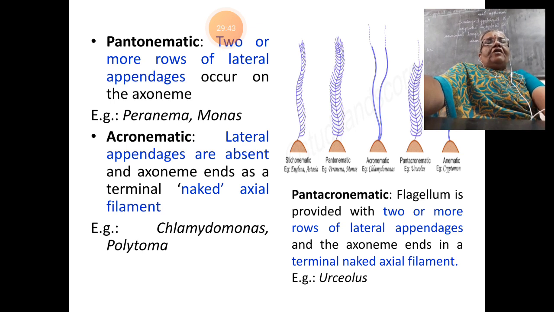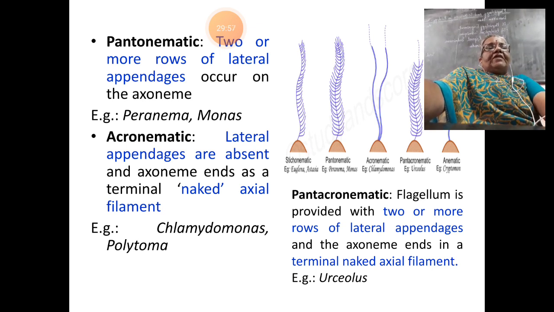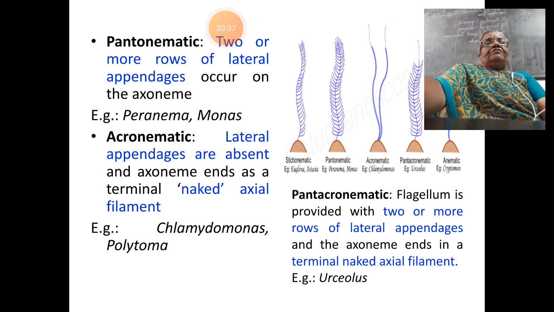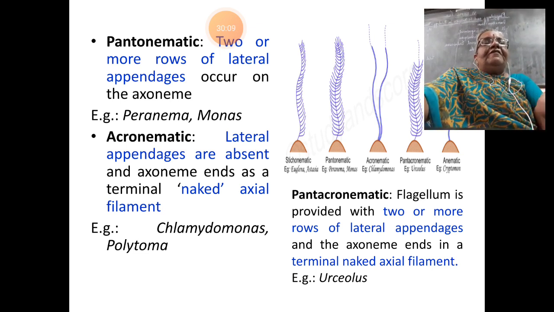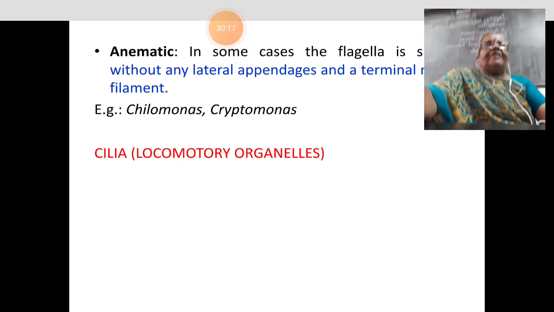So, in the first type, lateral extensions are on only one side. In the second type, on 2 sides. In the third type, no lateral appendages, and the axial filament ends as a terminal tip, a naked axial filament. And then in the fourth type, two or more rows of lateral appendages and the axoneme ends as a terminal naked axial filament. Don't get confused, but you need to know all these different types of flagella. Then one is anematic, as the name itself says.